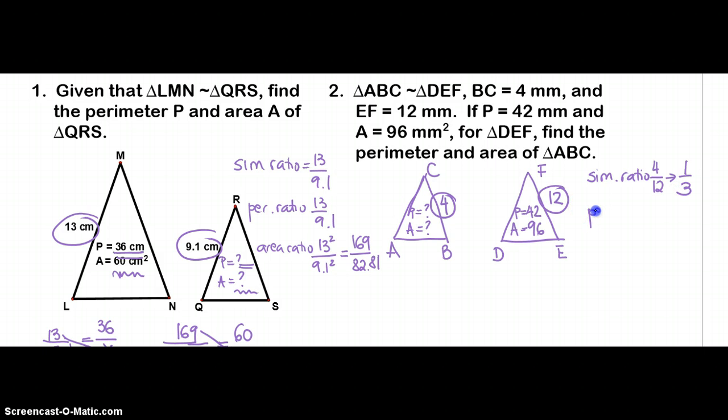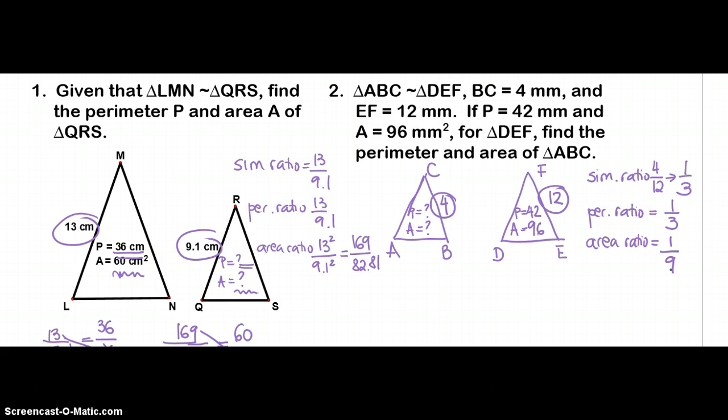Then perimeter ratio, remember, is the same thing, 1/3. Now the area ratio, you have to square the numbers. So it's not going to be 1/3, it's going to be 1 squared, which is 1, 3 squared, which is 9. So the area ratio is then 1 over 9.